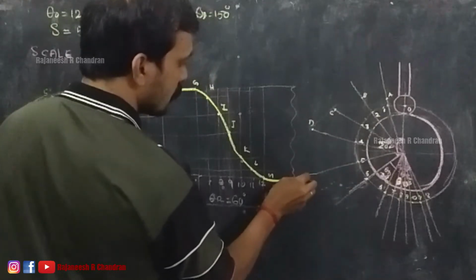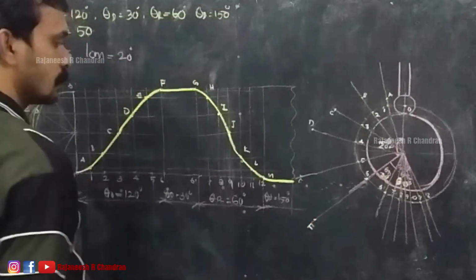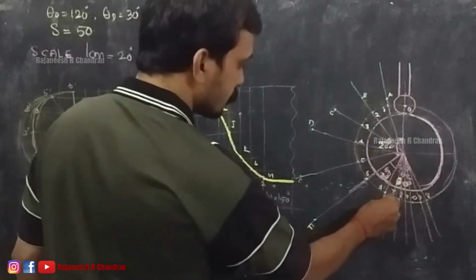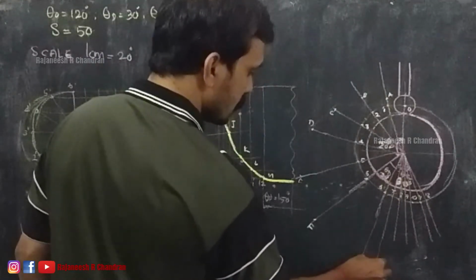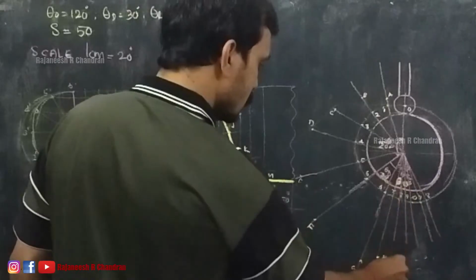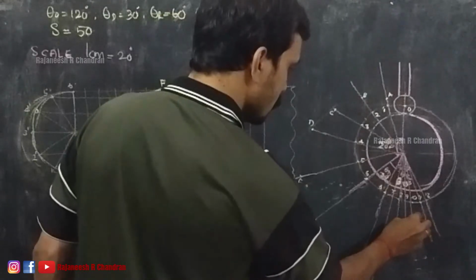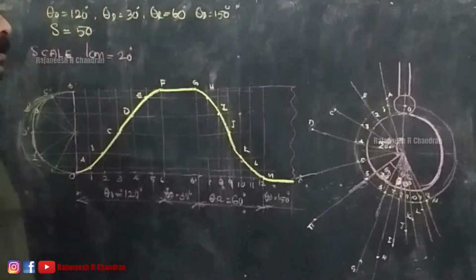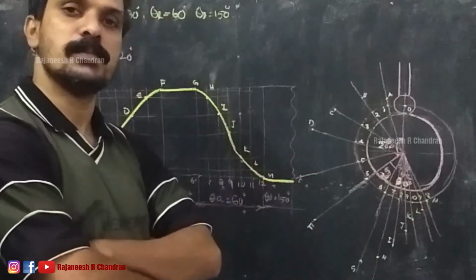Similarly, 5E will be somewhere here. 6F will be somewhere here. This also will be 6F. This will be H. Take 8I. So this is 8. So this will be I. Similarly, somewhere here there will be J. Somewhere here will be K, L and M. Thus, the points also have been plotted.